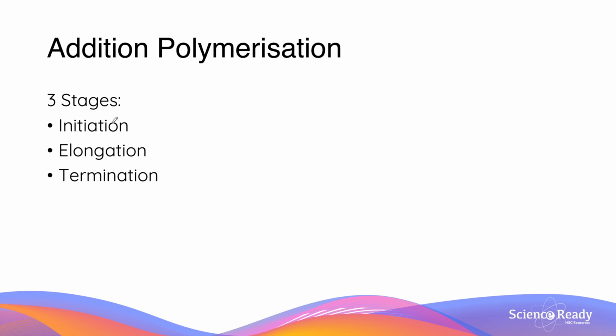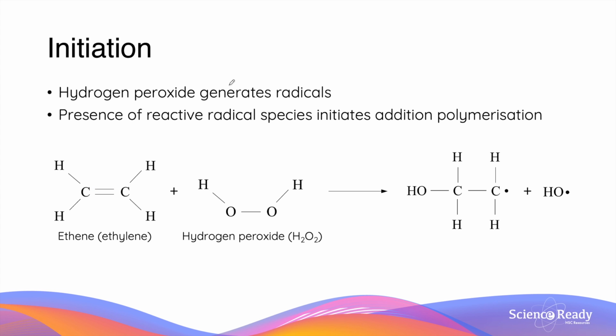Addition polymerization consists of three main stages: initiation, elongation, and termination. Initiation begins with the autocleavage of hydrogen peroxide, which produces two hydroxyl radical molecules. This is hydrogen peroxide, and the bond between the two oxygen atoms is especially weak. So what usually happens in this molecule is that the two electrons will go towards the adjacent oxygen atoms. This produces a molecule that consists of an oxygen and hydrogen, where the oxygen atom contains a single unpaired electron. We call this a radical molecule.